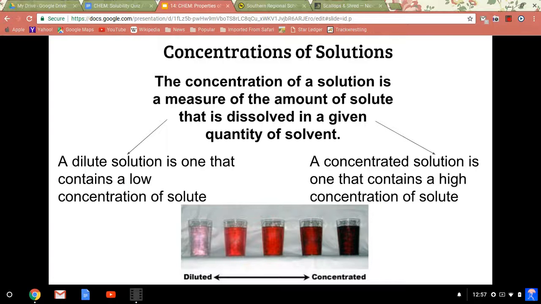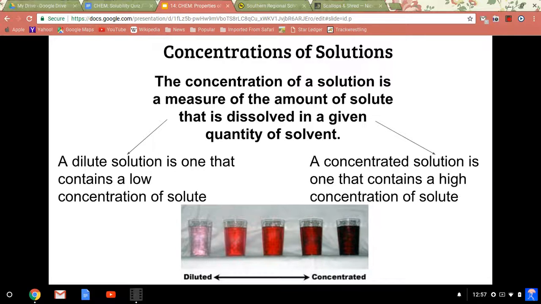All right, so concentrations of solutions. The concentration of a solution is a measure of the amount of solute that is dissolved in a given quantity of solvent. So how strong something is. So when you put sugar into your tea, if you put a little bit, you would have a low concentration, or if you put a lot, you would have a high concentration. And you can actually calculate it, and that's what we're going to be practicing doing in just a little bit.